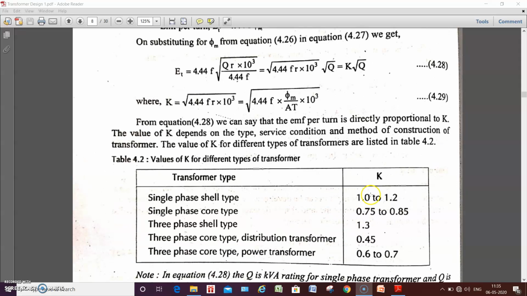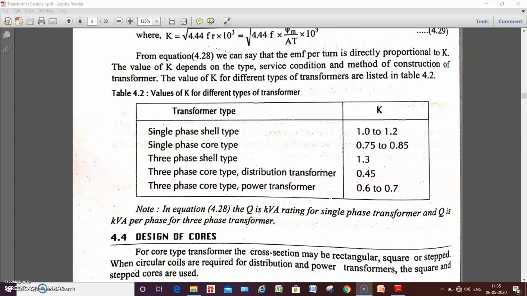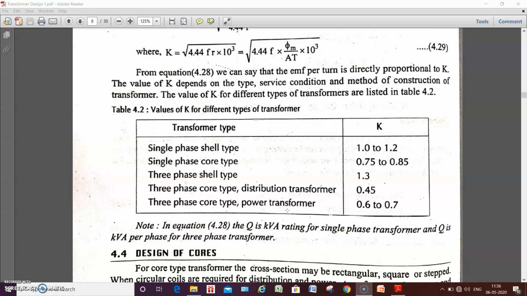So this value of K for different types of transformer is given in this table. So go through this table also, single phase, shell type and core type transformer. The range is given, and for three phase shell type and core type transformer. Actually shell type transformer is a low voltage transformer, and core type transformer is a high voltage transformer which will be used in distribution and power transformer applications. Whereas this factor K will be within these particular values. So these are about the output equation and EMF per turn equation of a single phase and three phase transformer.